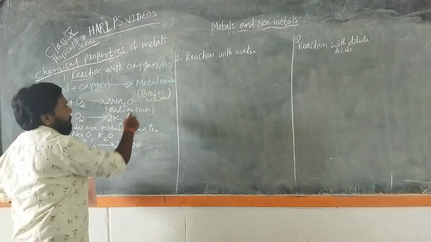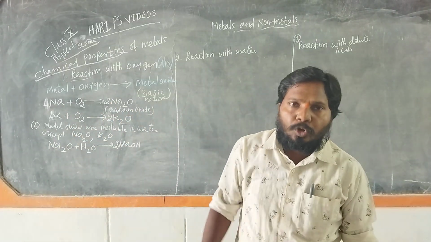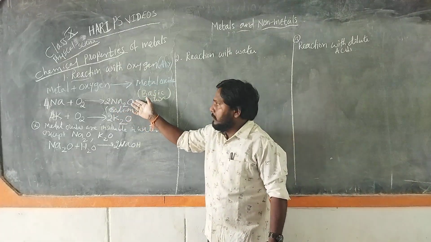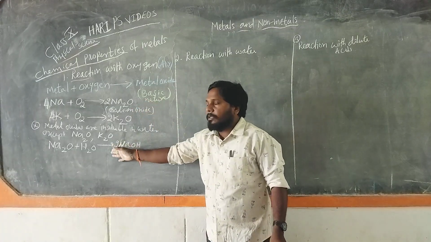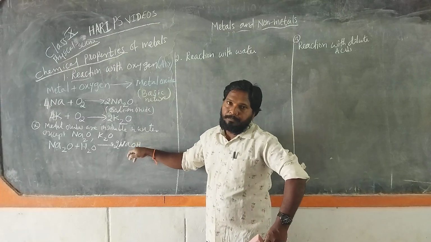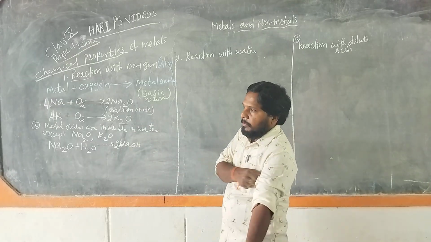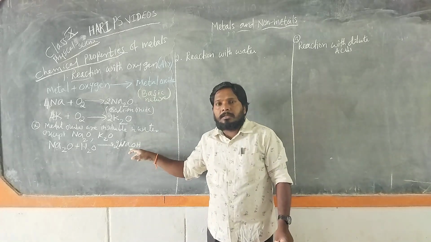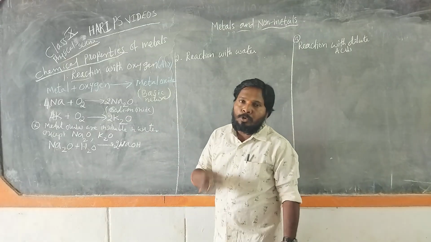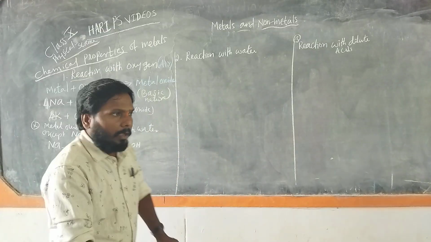Why are these metal oxides basic in nature? They change red litmus into blue. When sodium oxide dissolves in water, it gives sodium hydroxide. To know the nature of this substance, we test it with litmus paper, and the red litmus turns blue. As we discussed earlier in the chapter on acids and bases, substances that change red litmus into blue are bases.